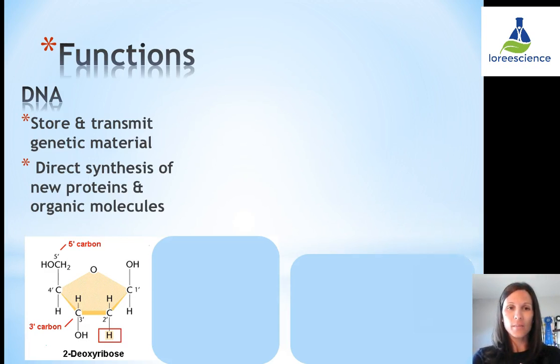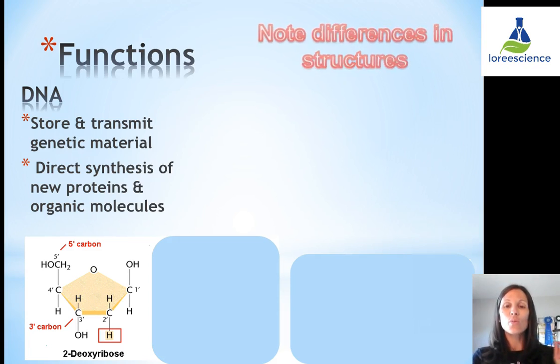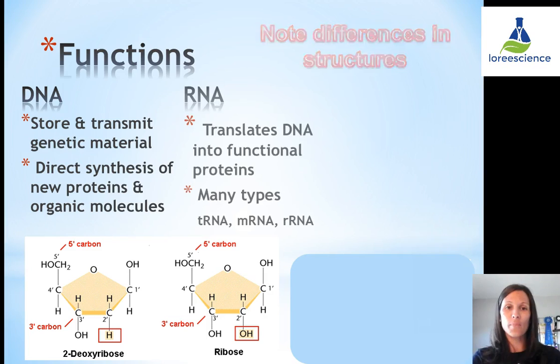So in terms of DNA, its job or role is to store and transmit genetic material in living organisms. It undergoes direct synthesis of new proteins and organic molecules. The main structural difference from the other nucleic acids is in the pentose sugar. Now, its name is deoxyribonucleic acid. Well, it's a ribose sugar, that's the pentose sugar, and deoxy implies that if we look here attached to carbon number 2, instead of a hydroxyl group, there's just a hydrogen, deoxy, lack of oxygen. Otherwise, it is structurally the same as RNA. So make sure to note the structural differences between the three.